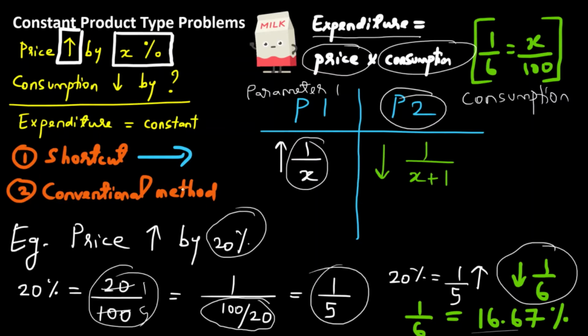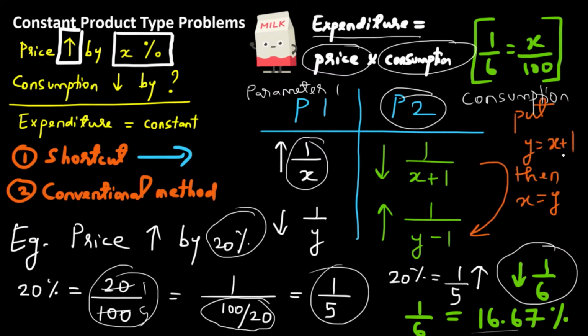All right. Now, if the parameter 1 decreased by 1 by y, then the other parameter would be increasing by 1 by y minus 1. So you don't need to study these separately. It's one and the same. Now from here to here, if you put y is equal to x plus 1, you'll get x is equal to y minus 1, and you will get this part over here. So I would recommend that you just remember one of them.